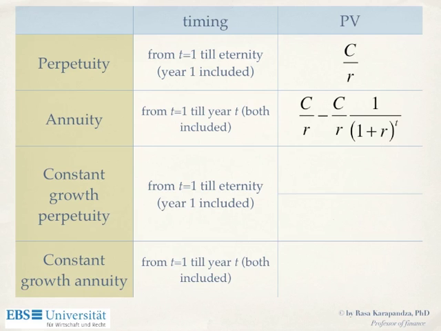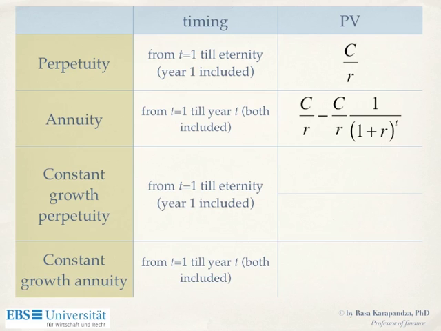And again, it's very important that the first payment is in a period from now, not today, and the last payment is in t periods from now, not in t plus 1, not in t plus 2, in exactly t periods from now. Okay. Now, but we said for the constant growth perpetuity, things are a bit more complex.